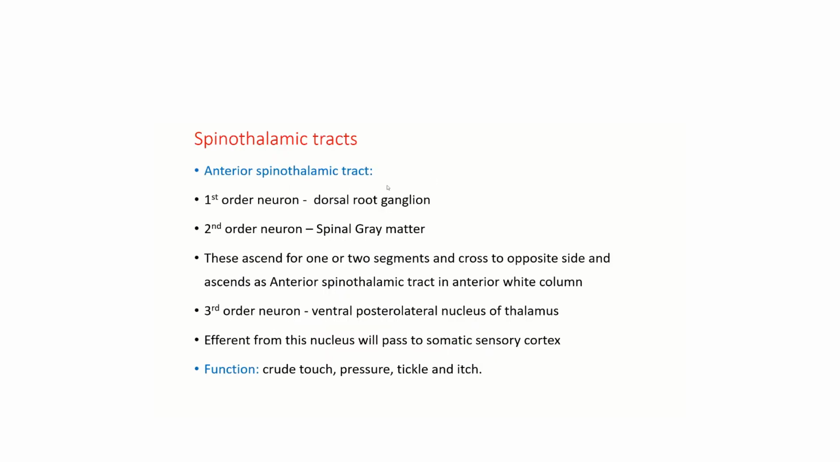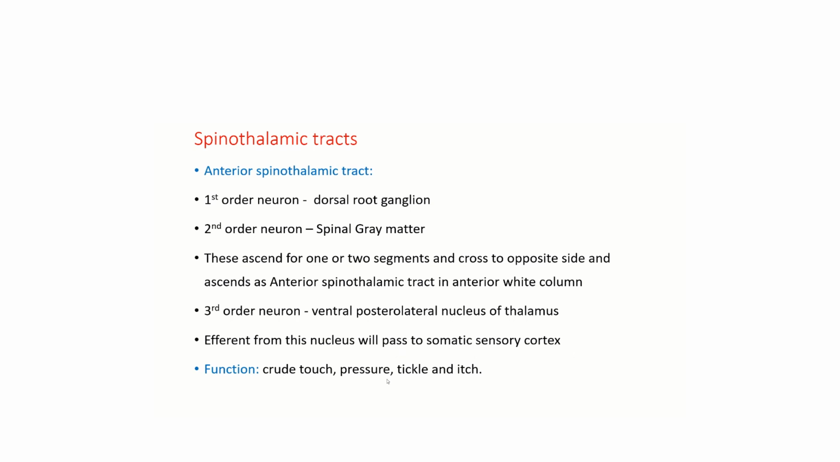For the anterior spinothalamic tract, again the first order neuron is in the dorsal root ganglia, the second order neuron is in the spinal gray matter. These ascend for 1 to 2 segments and cross to the opposite side. Whereas in the lateral spinothalamic tract, they cross immediately at the same segment, but here they ascend 1 to 2 segments up, then cross to the opposite side and continue as the anterior spinothalamic tract. The third order neuron is in the ventral posterolateral nucleus of thalamus. Efferents from this nucleus will pass to the somatic sensory cortex.